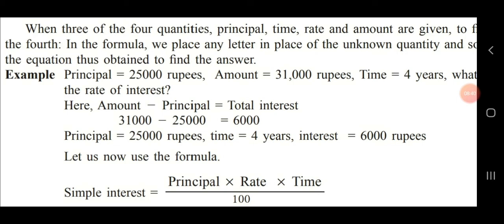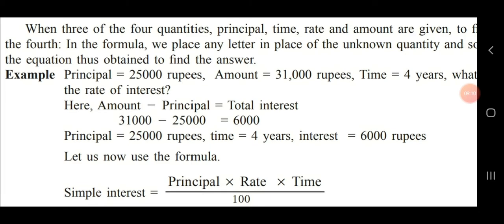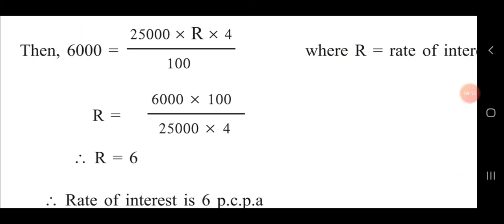Now that value we can put in the formula of interest. For this case, what things do we have? Just list that. Principal is 25,000, time period is 4 years, and interest as we calculated is 6,000 rupees. So now we can use the formula. Simple interest is equal to principal into rate into time divided by 100. Principal is 25,000, put there. R is unknown, time period is 4 years, and simple interest is 6,000. So it will be like this: 6,000 is equal to 25,000 into R into 4 divided by 100.